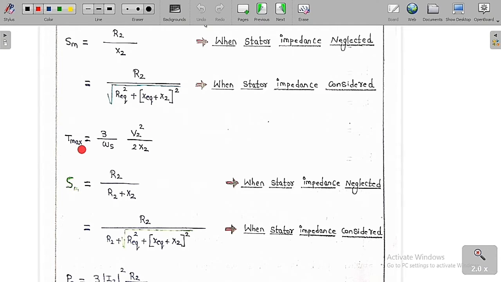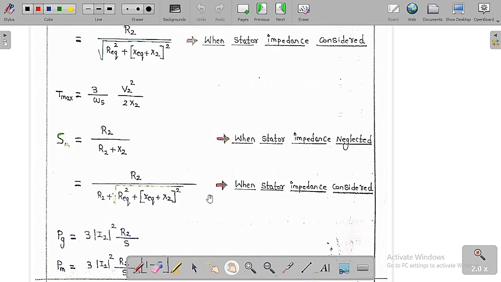And the maximum torque, I have already told you, the expression of the maximum torque is equal to 180 by 2 pi ns into E2 square by 2 into X2. Here E2 is nothing but V2, so I am going to write E2 as V2 in this case. Omega ns is nothing but 2 pi ns by 60, so if you take the 60 upward, we get 180. So we can write either 180 by 2 pi ns into V2 square by 2X2, or 3 by omega s into V2 square by 2X2. Anyway, it is the same.